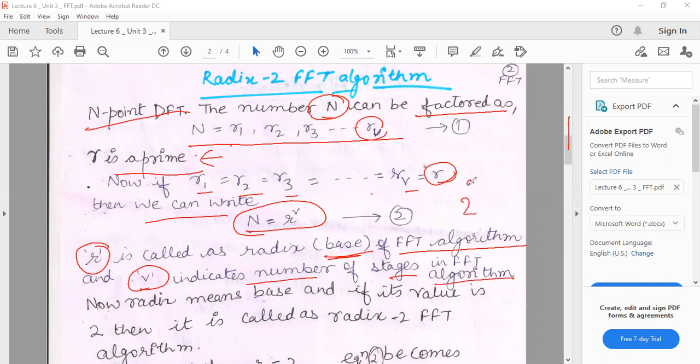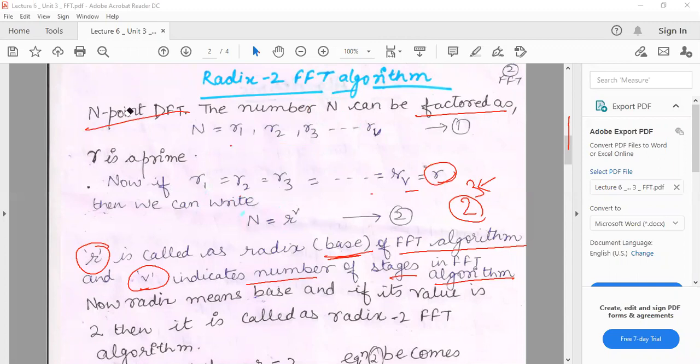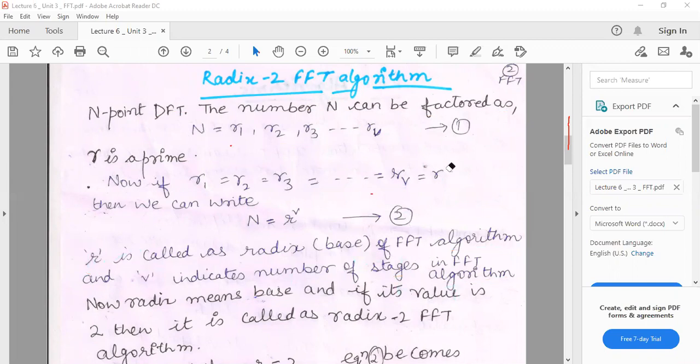If it is 2 raised to the power 3, then the base is 2 and the number of stages that would be used to find the final Fourier transform is 3. That means that particular sequence will be solved in 3 different stages. And the concept of stage will also be discussed.